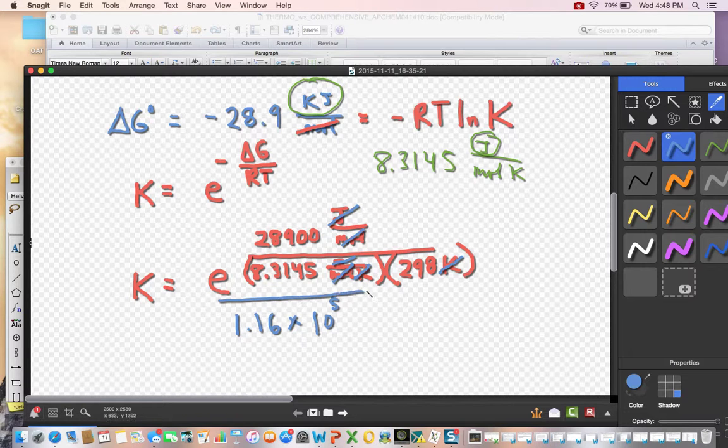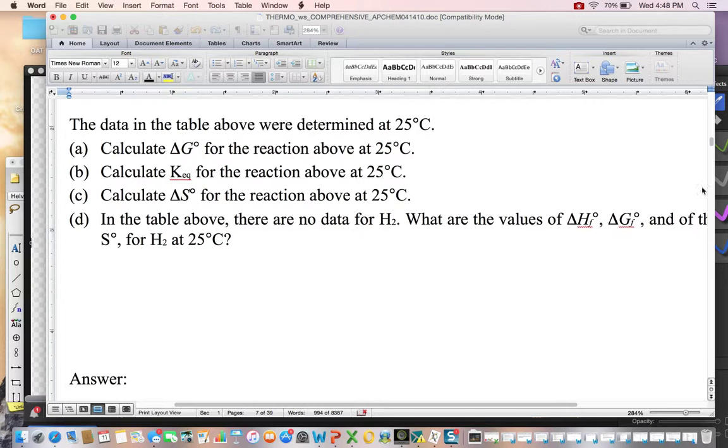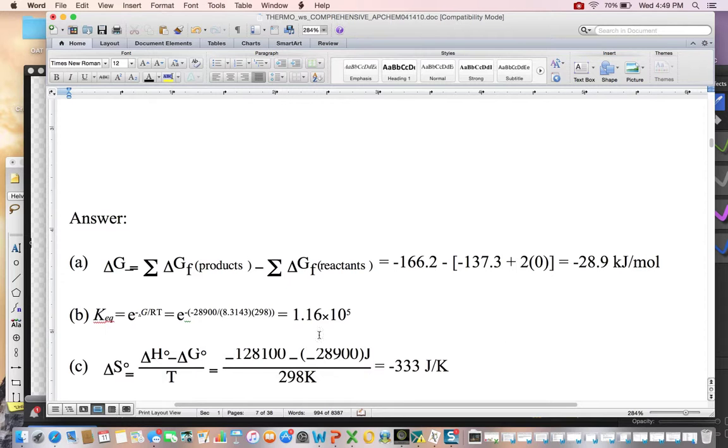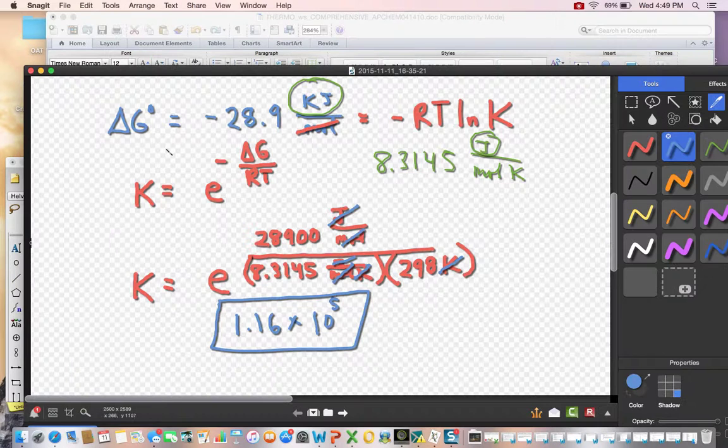This is important because if I have 1.16 times 10 to the fifth reactant molecules, so let's talk about carbon monoxide, that means one of them will not be converted to products, whereas the other 115,999 will. This is indicative of a very spontaneous reaction. And of course, if we go to check our mathematical answer, we find that it indeed is 1.16 times 10 to the fifth. Notice this is not a unit. It is a dimensionless quantity.